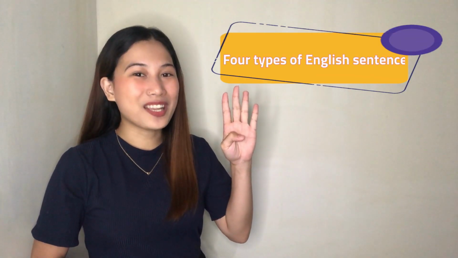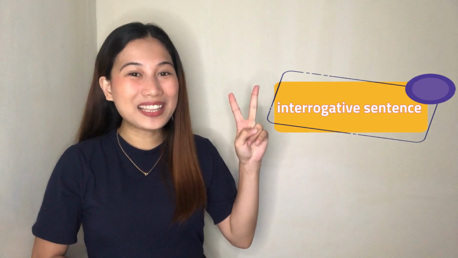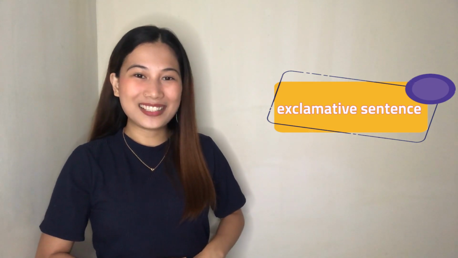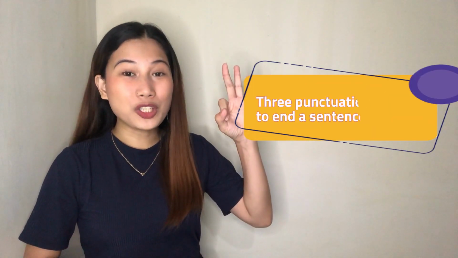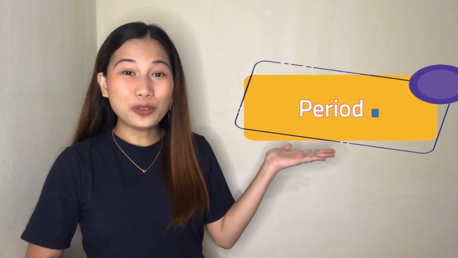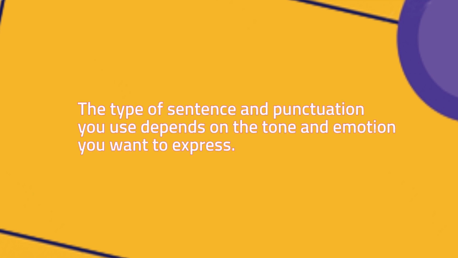There are 4 types of English sentences. These types are classified based on their purpose. Declarative sentence, interrogative sentence, imperative sentence, and exclamative sentence. We use 3 punctuation marks to end the sentence, and these are period, question mark, and exclamation point. The type of sentence and punctuation used depend on the tone and emotion you want to express.